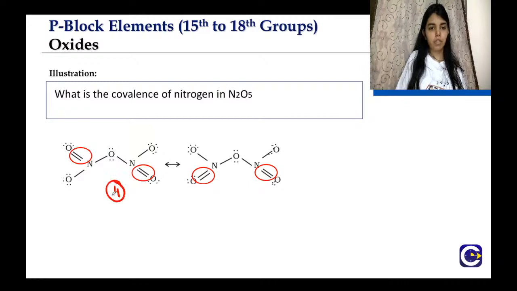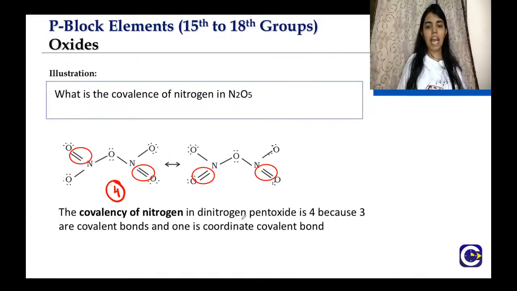It will be equal to 4. 1, 2, 3, 4. So the valency of N2O5, dinitrogen pentoxide, is 4, because 3 are covalent bonds and 1 is a coordinate covalent bond.